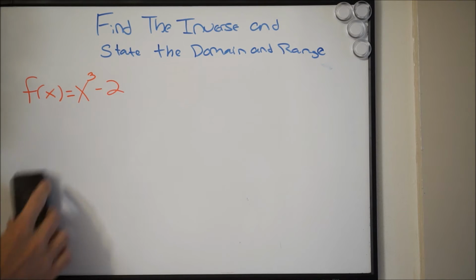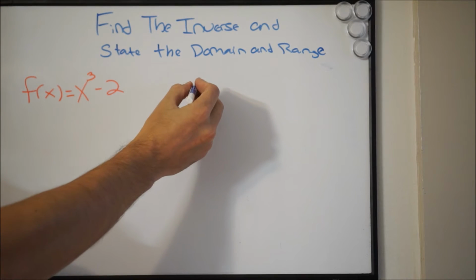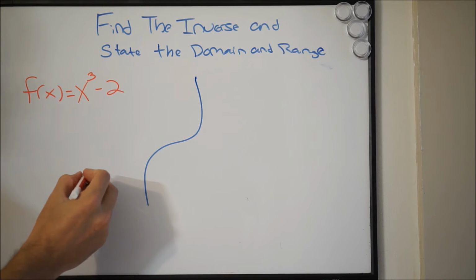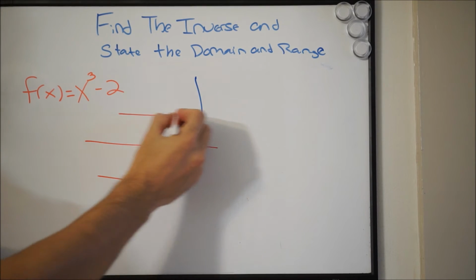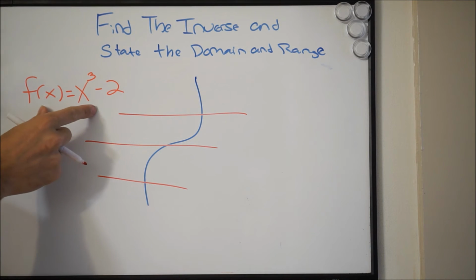So let's take a look at what we're dealing with here. We can see that we're dealing with a cubic, and we know that the graph of a cubic looks something like this. If you perform a horizontal line test on this, it's only going to hit 1 point, no matter where you draw that. So the inverse of this is going to be a function.